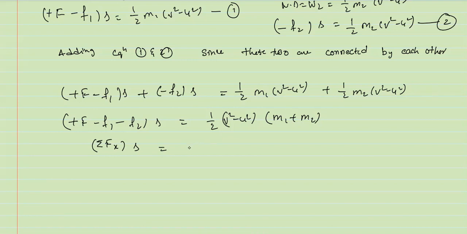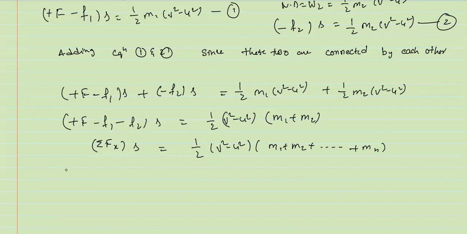This is nothing but the total work done, which is equal to the total kinetic energy change. If n number of masses are acting, you simply substitute half into V square minus U square into M1 plus M2 plus so on plus Mn. Here in this example we have only 2 blocks. If we have 4 blocks, a similar formula can be used to solve it: half V square minus U square into M1 plus M2 plus M3 plus M4.